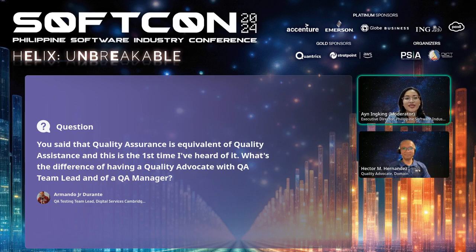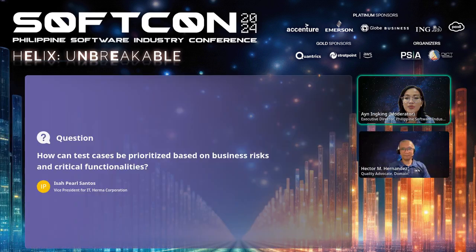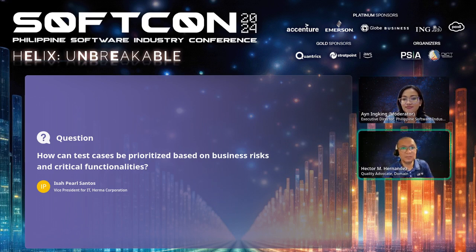Okay, thank you again, Armando, for your questions. Our next question is again from Isa. How can tests be prioritized based on business risks and critical functionalities? I think that's one of the things that should be talked about with the product owner, since the product owner owns the board.